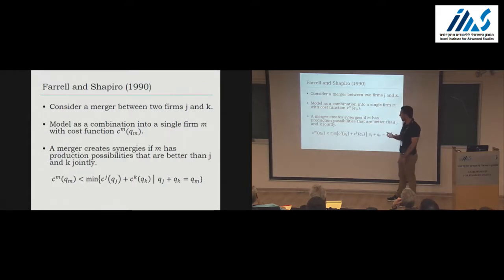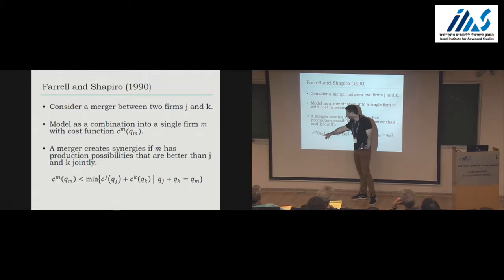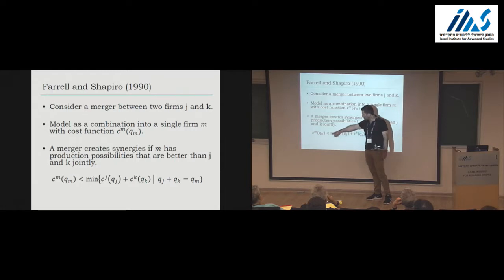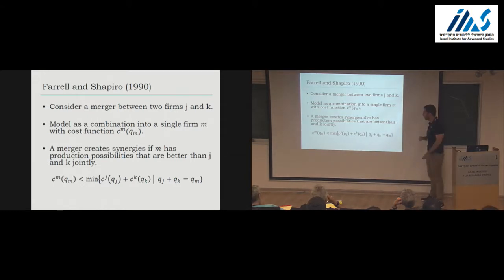Well here we say a merger creates synergies. Synergies is another word for efficiencies. If M has production possibilities that are better than J and K jointly. So if I want to produce Qm quantity, if prior to the merger I allocated that Qm among J and K in a way that got me to Qm at the lowest cost, we're going to say there's efficiencies if Cm does that even lower than that. With constant marginal costs, this would be if the new firm's marginal cost is lower than the minimum of the previous firms' marginal costs.